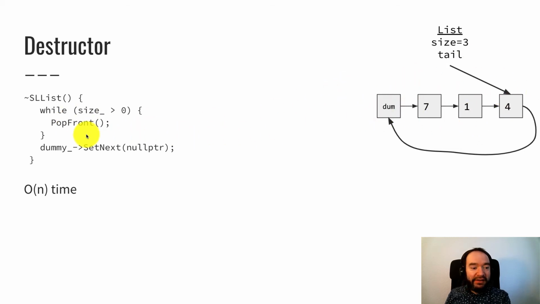And then there's one last detail, dummy set next null pointer. That changes the dummy node's next pointer to null. So now there's no circularity in any of these links anymore. And the destruction of the single shared pointer to the dummy node will cause that node to get freed. This destructor takes linear time, which is reasonable because it needs to free all n nodes.